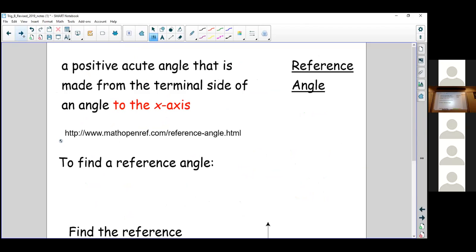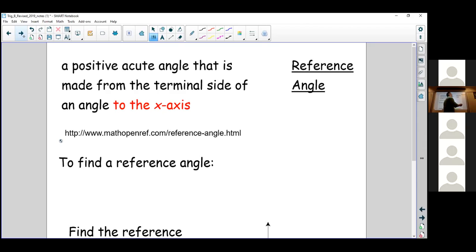Okay, a positive acute angle that is made from the terminal side of an angle to the x-axis. So again, remember, it's coming off the x-axis. The x-axis goes right through. The x-axis has 0 and 180 degrees on it. So we want to find the reference angle. The reference angle refers to what 30-60-90 or 45-45-90 triangle we're going to deal with, or if it falls exactly on the x or y axis.